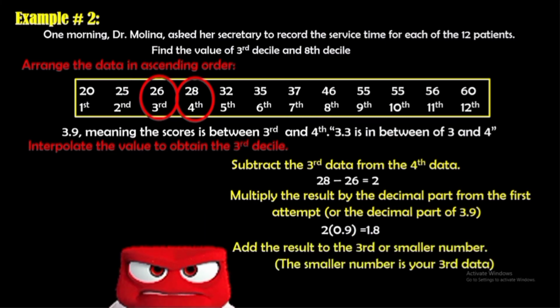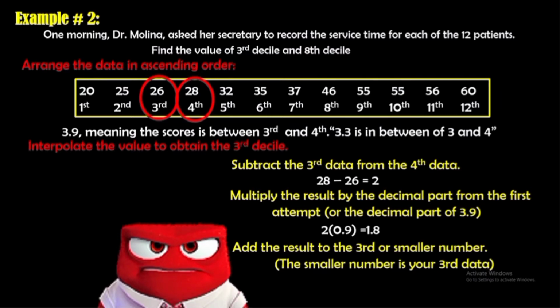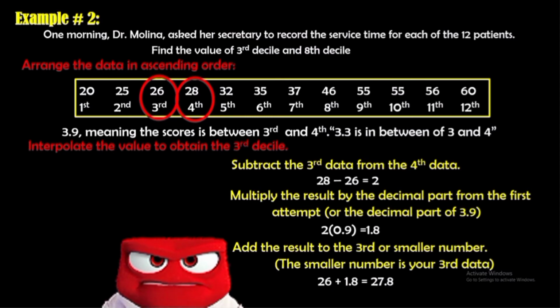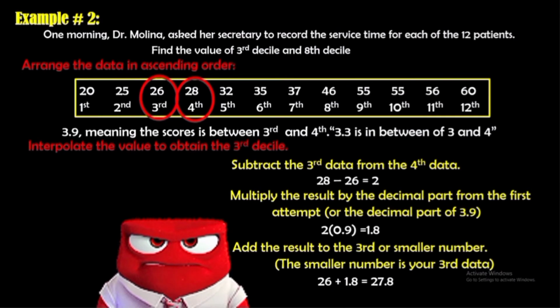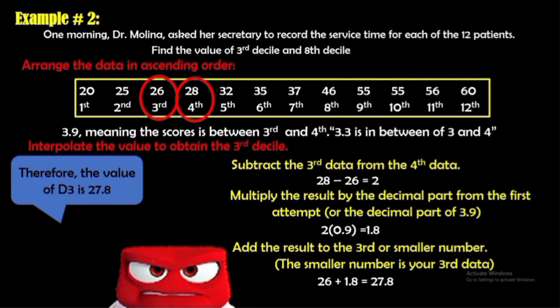Then add the result to the third or smaller number. The smaller number is your third data. 26 plus 1.8 is 27.8. Therefore, the value of the third decile is 27.8.